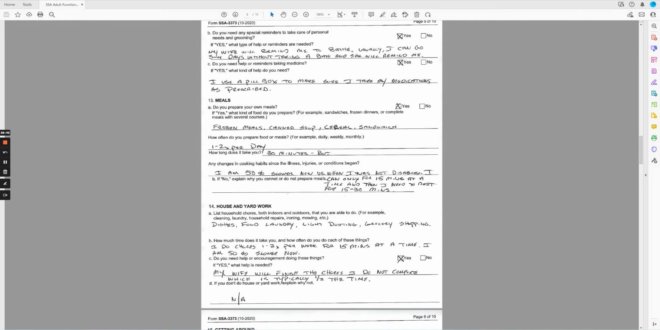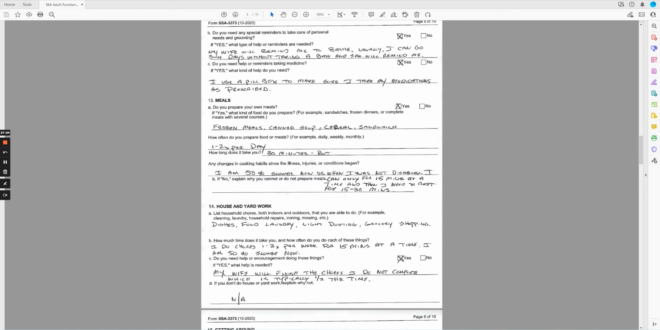So how much time does it take you, and how often do you do each of these things? And again, be specific. I do these chores 1 to 3 times a week for 15 minutes at a time, and I am now 50% slower. So you can see that there's this theme that I keep telling them about how much slower I am, how long things take me, and then how much I need to rest.